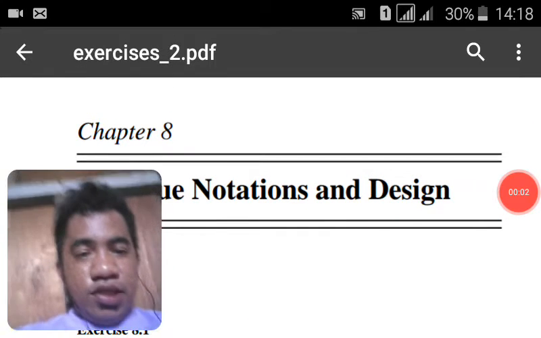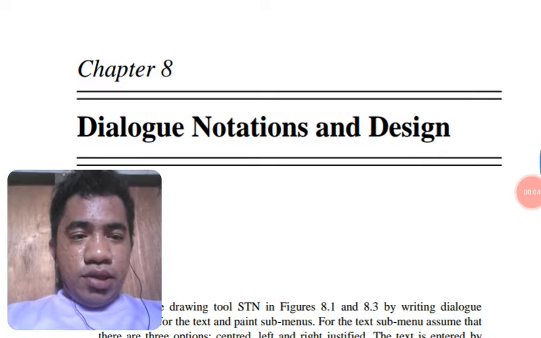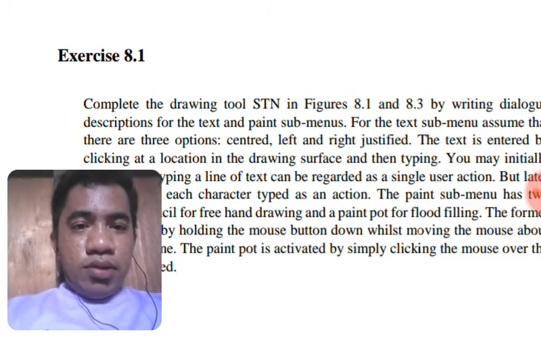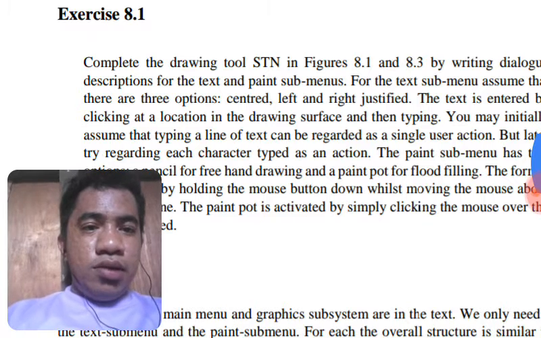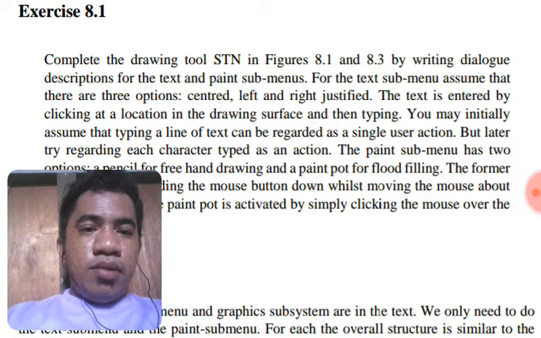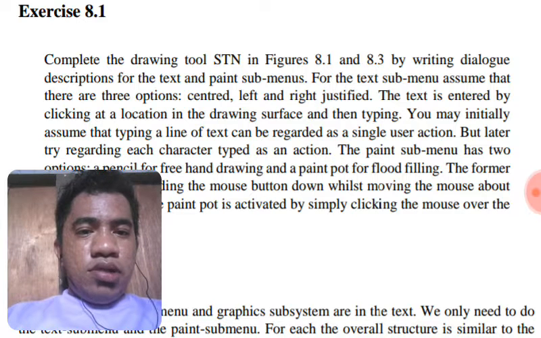Task 10. Chapter 8. Dialog Notation and Design. Exercise 8.1. Complete the drawing tool STN in figures 8.1 and 8.3 by writing a dialog description for the text and pen submenus. For the text submenu, assume there are three options: center, left, and right.